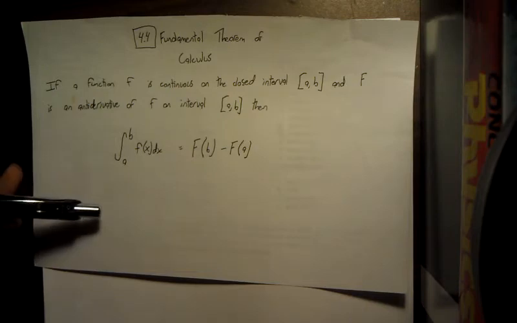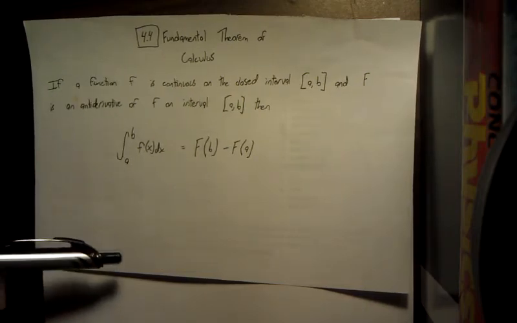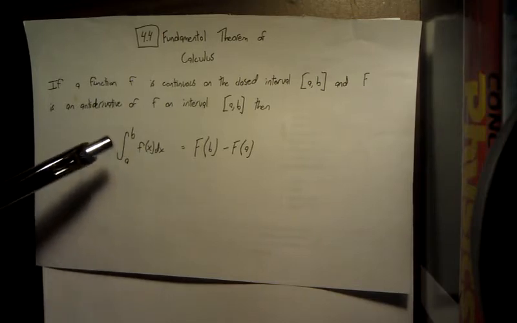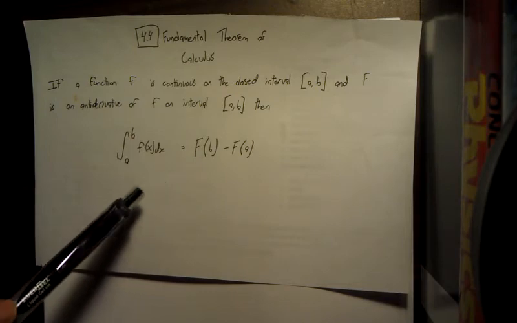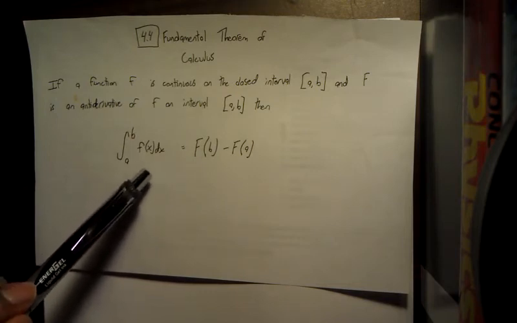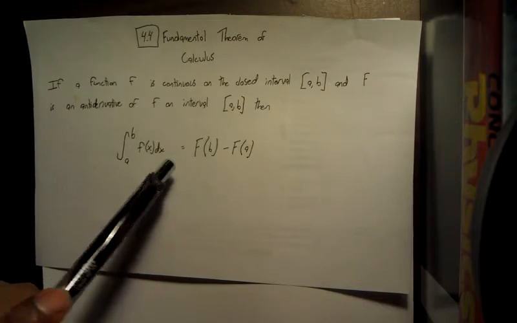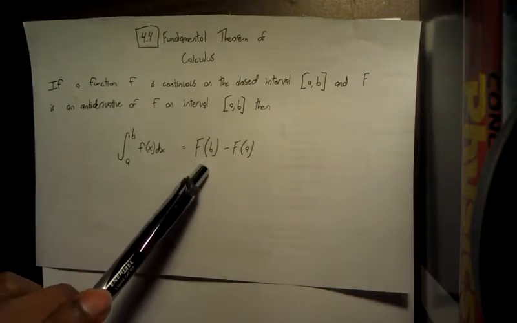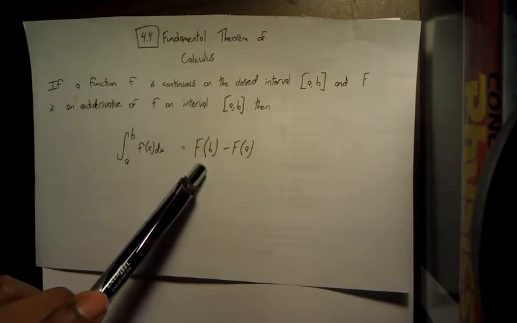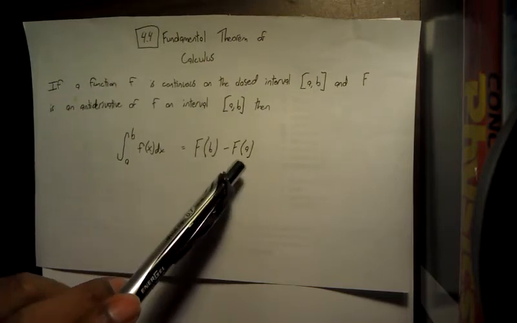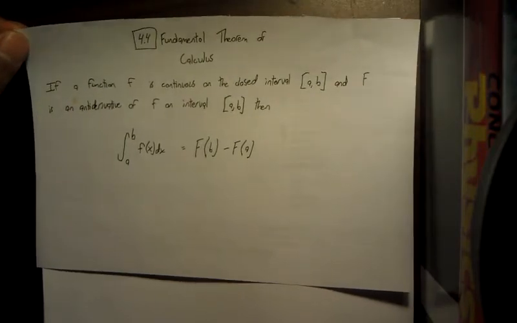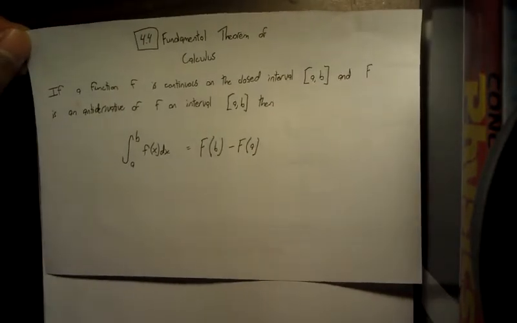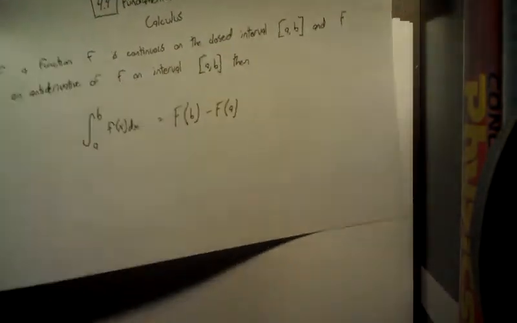The definition is, if a function f is continuous on the closed interval [a, b], and capital F is the antiderivative of the function on the interval, then the integral from a to b of f of x will just equal the antiderivative when you plug b into that minus the antiderivative when you plug a into it. So I'm just going to jump into some examples. It'll catch on pretty quickly because it's such a simple process.